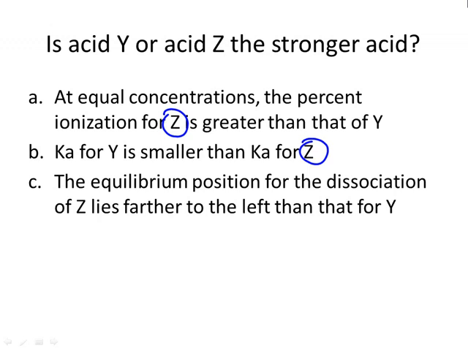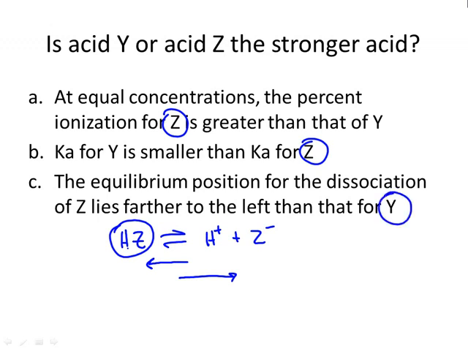In letter C, the equilibrium position for the dissociation of Z lies farther to the left than that for Y. And so what it's basically saying here is if I have HZ dissociating to make H plus Z minus, this is going farther to the left. So the left side is favored. That means keeping HZ together is more favorable. We know that strong acids would favor the product side, so therefore Y is our stronger acid.